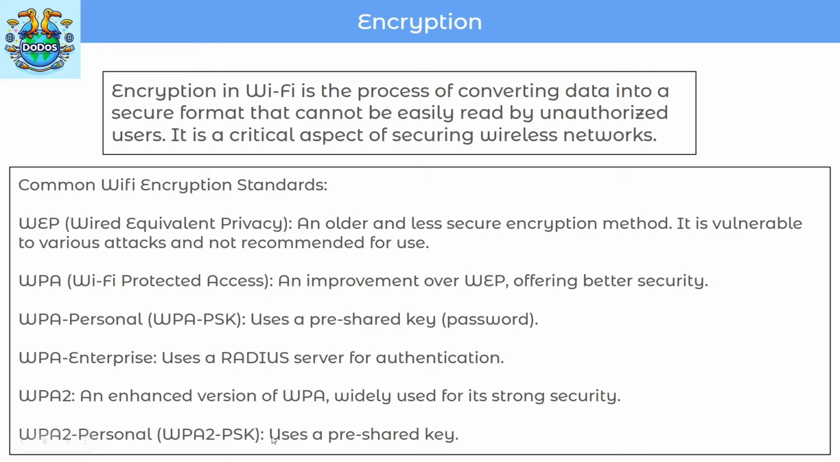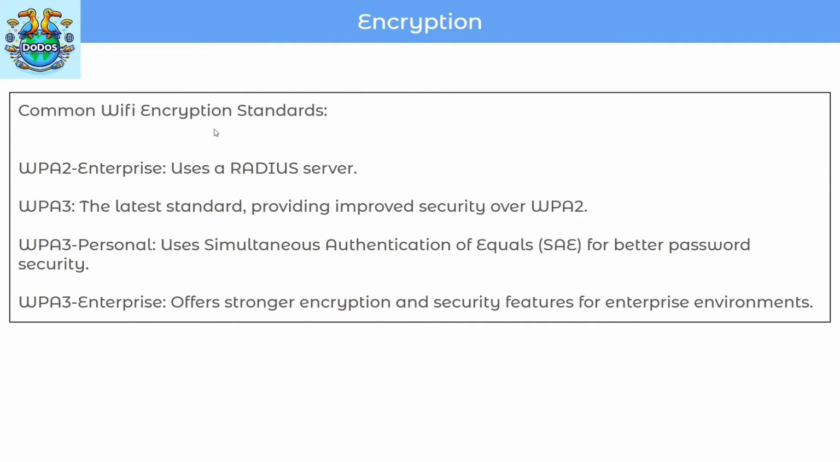Then WPA2 is an enhanced version of WPA, widely used for its strong security. WPA2 Personal uses a pre-shared key. And there's also WPA2 Enterprise. It's just that, but it's better because WPA2 is better, and it uses a RADIUS server.